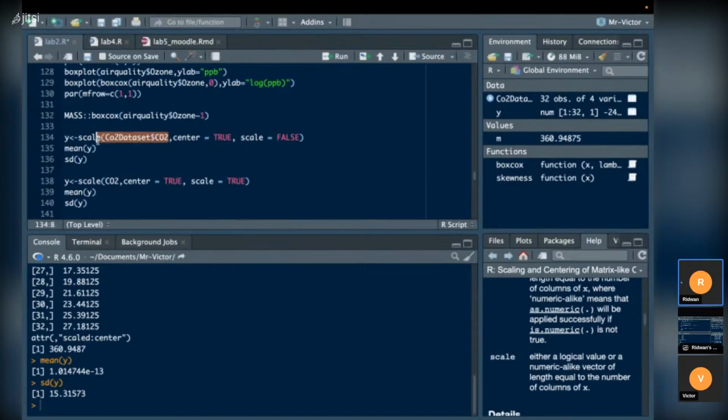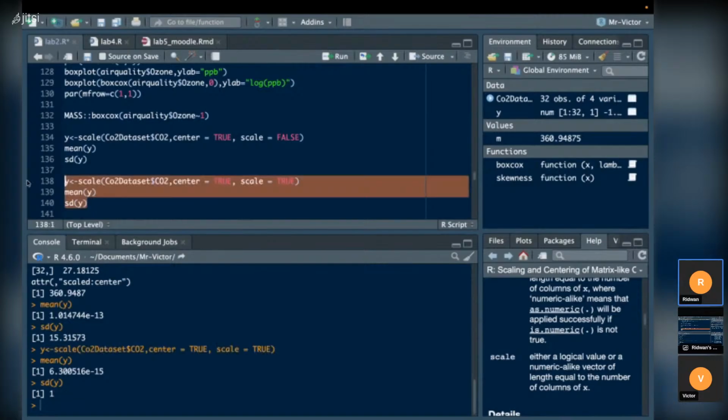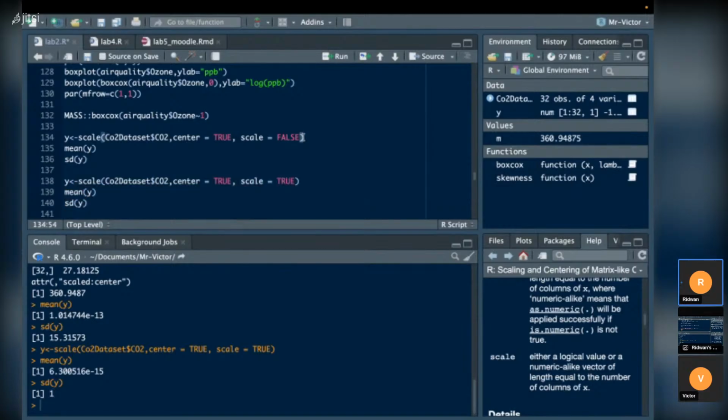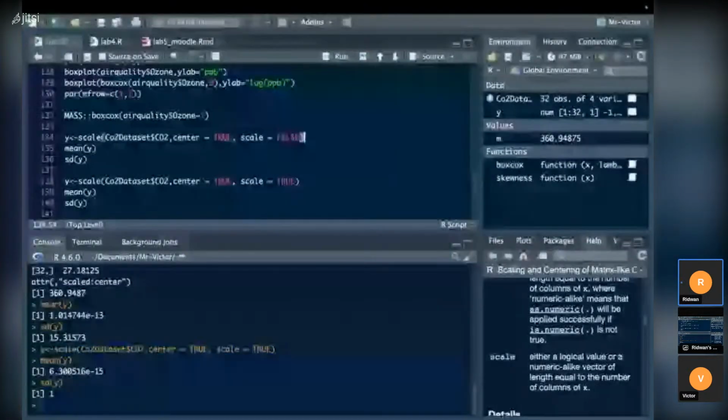These are two different things. If I run this again, notice the difference: here I made the scale false, here I made the scale true. So when I run this now, can you see I get 1? If you don't want your standard deviation to be 1, then you give scale is equal to false. If you want the standard deviation to be 1, you give scale is equal to true.